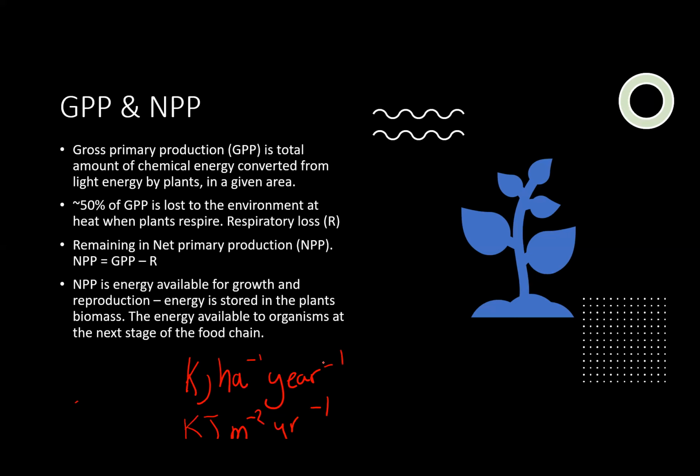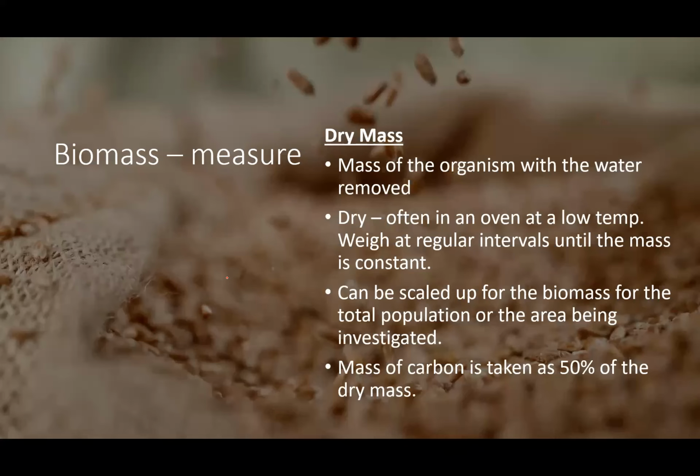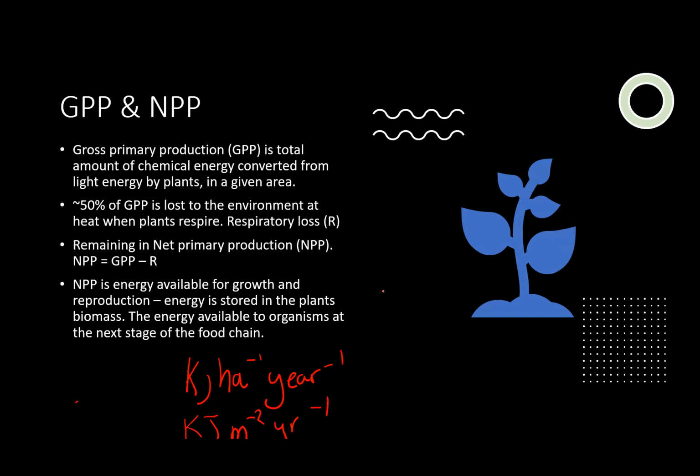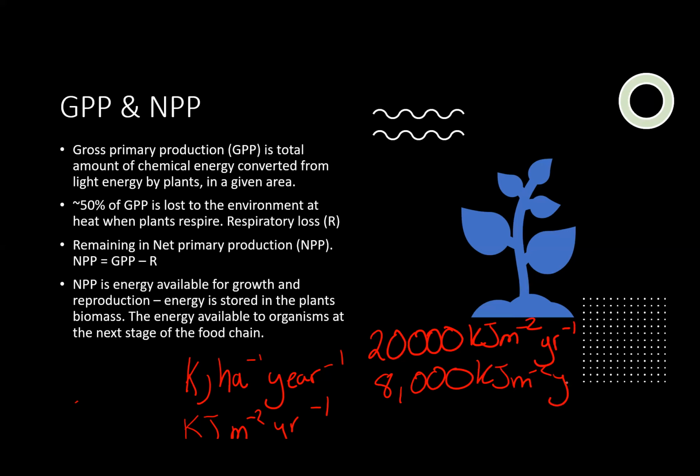So if we looked at an example, we could have grass in an ecosystem and it has a gross primary productivity of 20,000 kilojoules per meter squared per year. It loses 8,000 kilojoules per meter squared per year as heat from respiration.